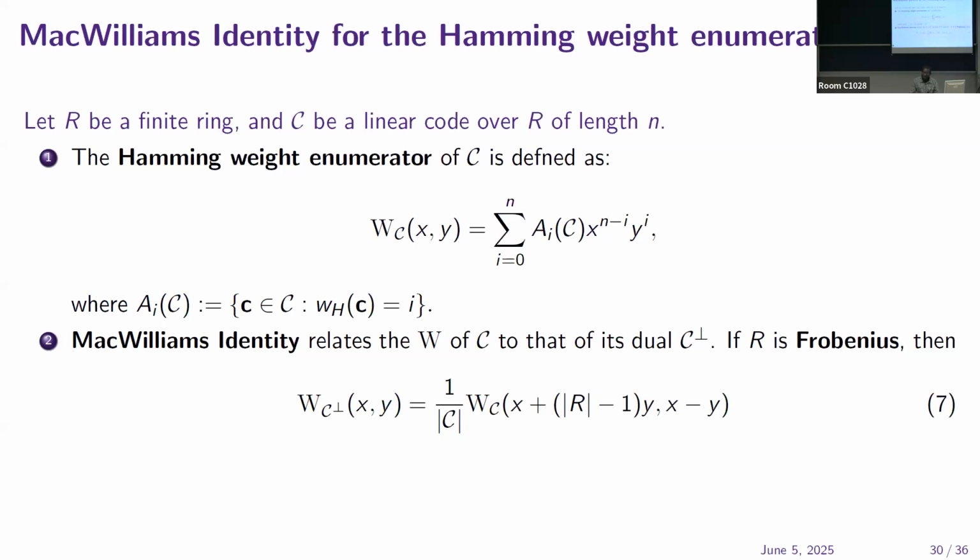Identity 7 is called the MacWilliams identity. When you know the weight enumerator of C, you use the MacWilliams identity to compute the weight enumerator of its dual.